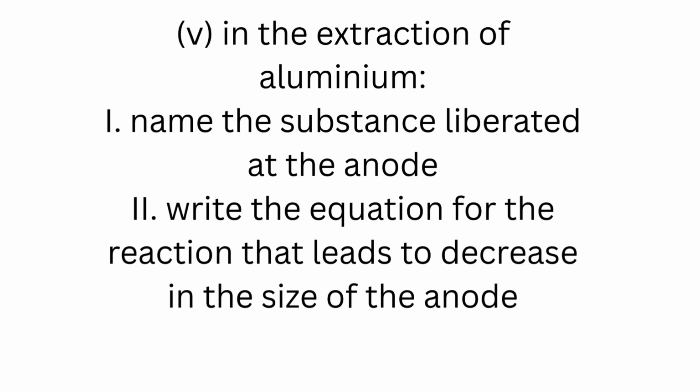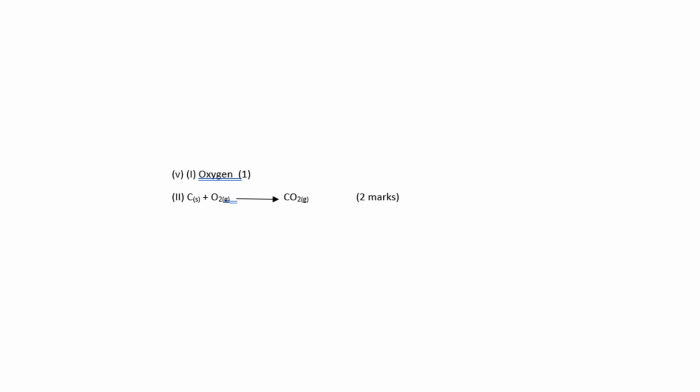Next question. In the extraction of aluminium, name the substance liberated at the anode. Write the chemical equation for the reaction that leads to decrease in the size of the anode. What's the answer? The answer is oxygen. That's 1 mark. The equation, 2 marks. If you do it like this, you're going to get a full point. Read the instruction before you start. Reading the instruction actually helps you to get the marks.